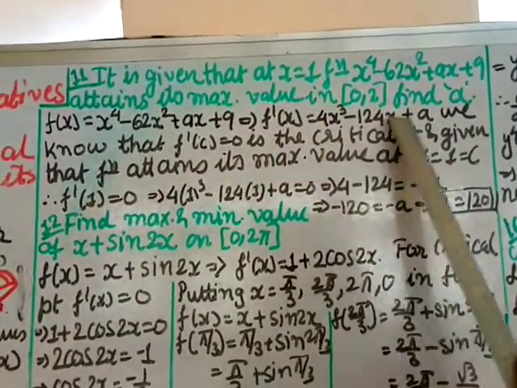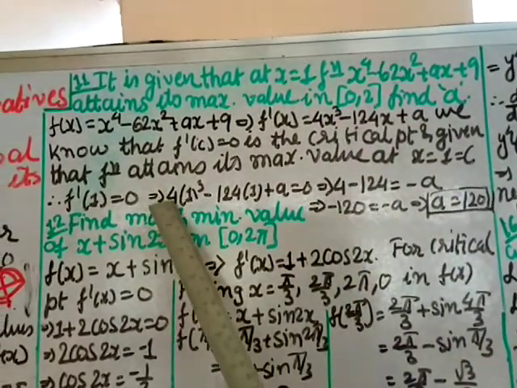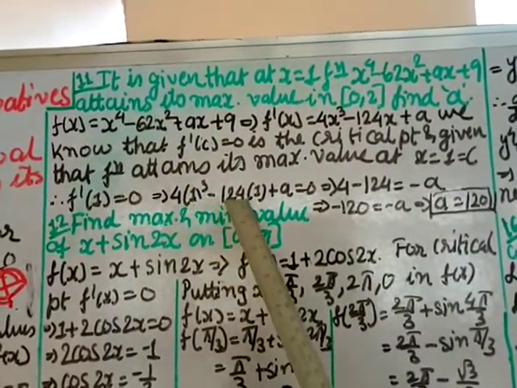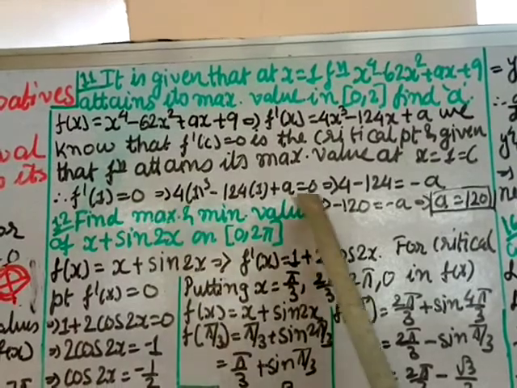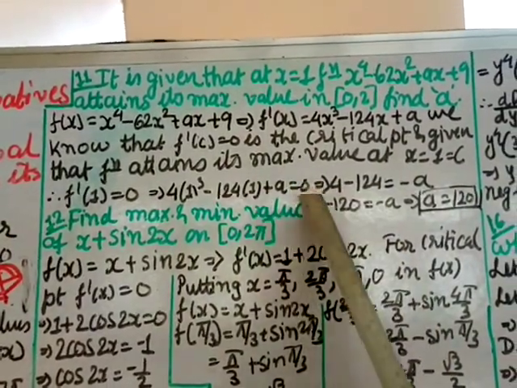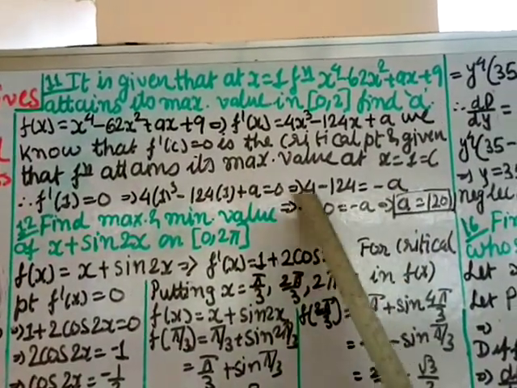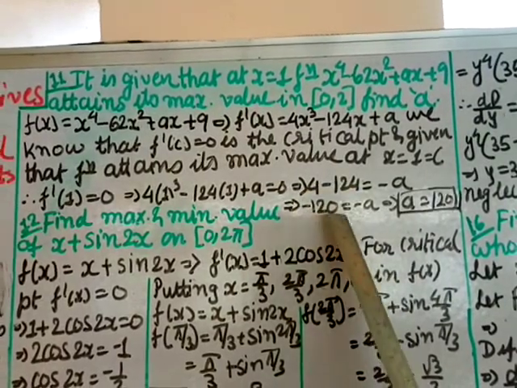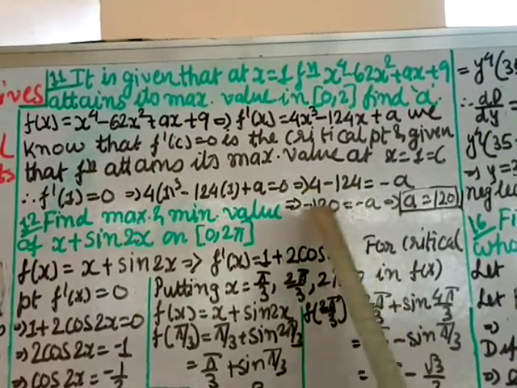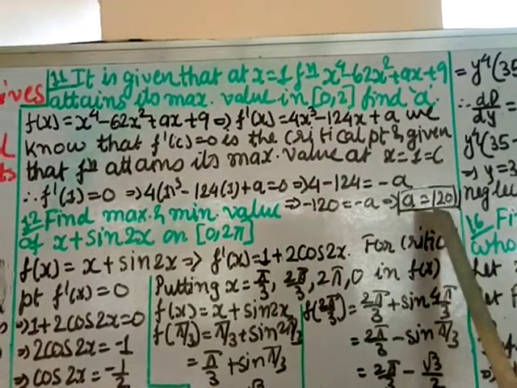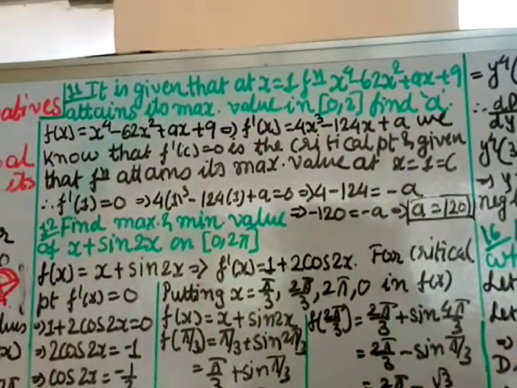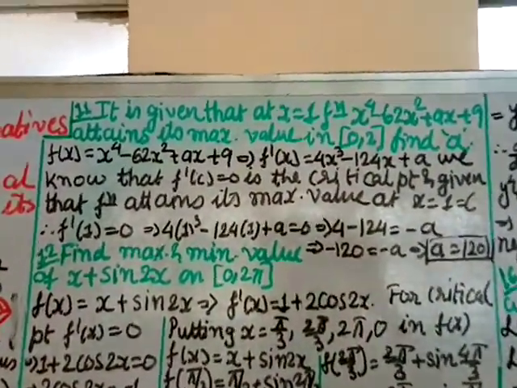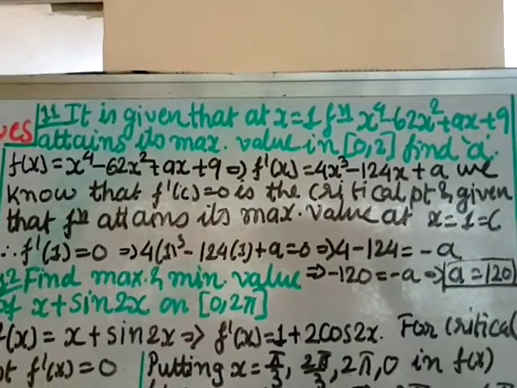f dash 1 means we put 1 in the derivative. So 4 into 1 cube minus 124 into 1 plus a. So 4 minus 124, a I transfer here, minus a. So 4 minus 124 is minus 120. This is negative, cancel the negative. So a is equal to 120. So we get the value of a as 120. That is the answer for question number 11.